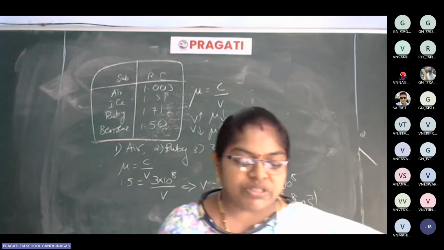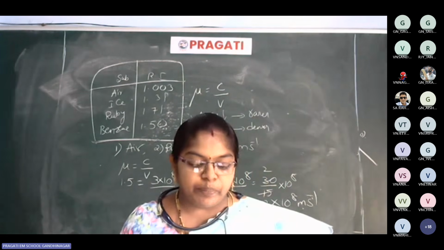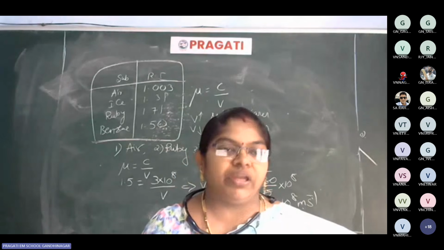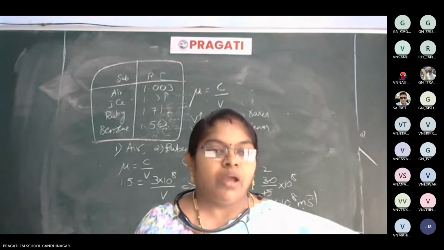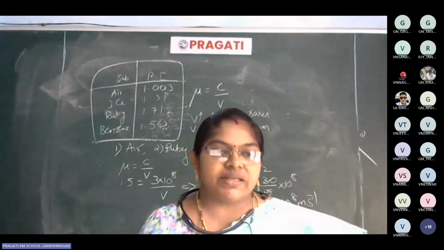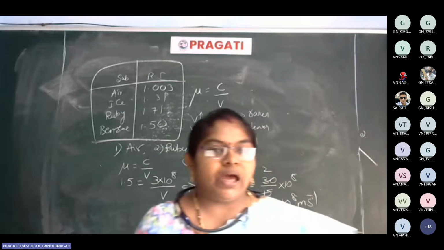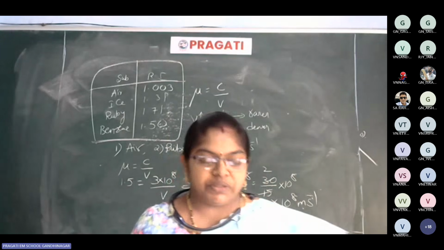A ray passing through the center of curvature of a concave mirror after reflection is reflected back along the same path. Why? Because the line which passes through the center of curvature acts as a normal. So that's why angle i is equal to angle r is equal to 0 degree. So that's why it comes back.